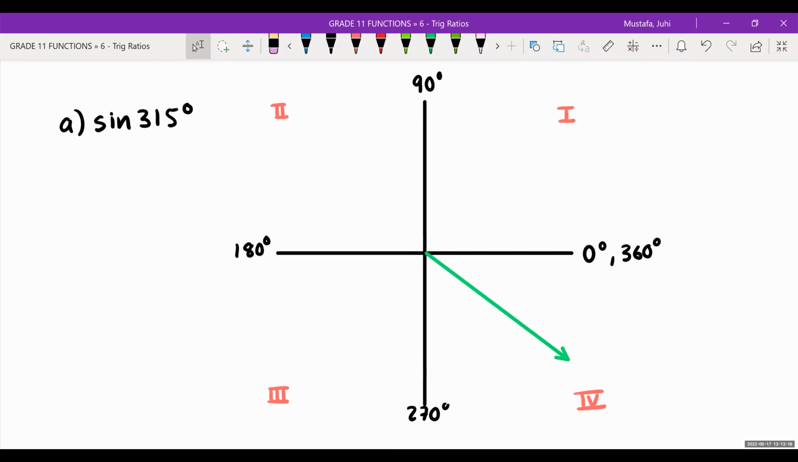You're going to go ahead and draw your terminal arm in quadrant 4. Do we need to draw our initial arm? No, you don't. We all know the initial arm starts on the x-axis, but it gets kind of messy if you draw too much. So that's assumed, we don't have to draw that.